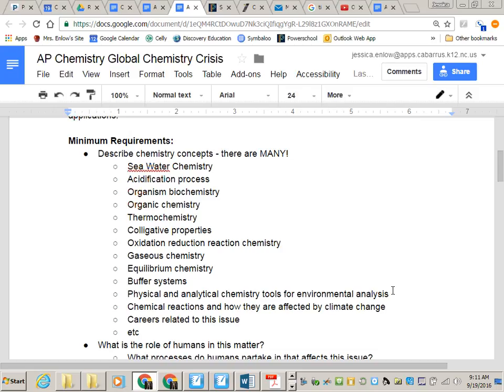Describe chemistry concepts. You'll notice that I have things that we know now, a little bit of organic, thermochemistry, which is like in November, colligative properties, which actually is not till March, so we'll kind of keep adding this as we go. Oxidation reduction, that's our next unit. Gaseous chemistry, unit after that. Equilibrium, our month-long unit.